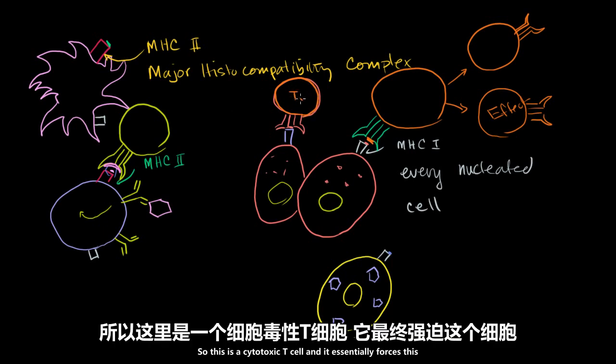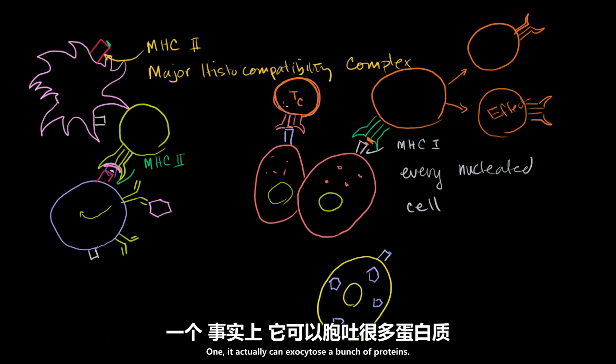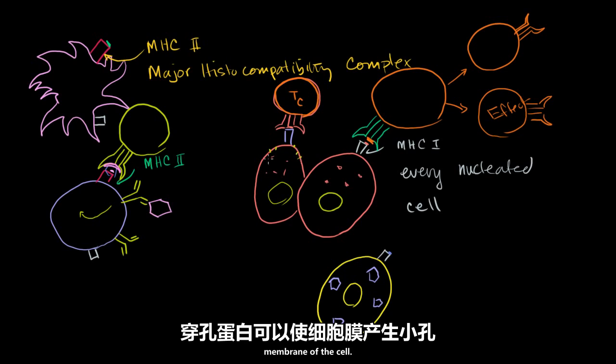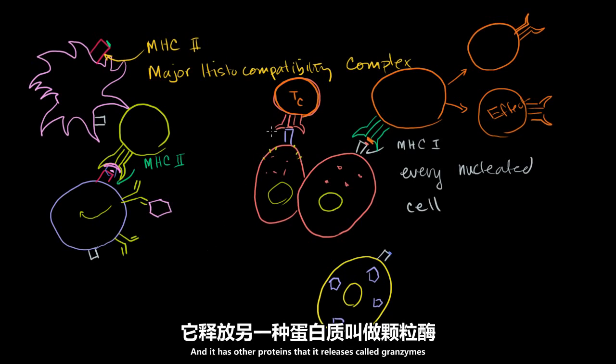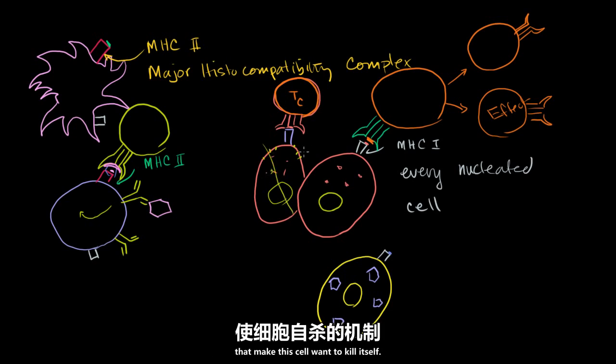So this is a cytotoxic T cell, and it essentially forces this cell to kill itself in a couple of different ways. One, it can exocytose a bunch of proteins called perforins that make little holes in the membrane of this cell. And then it has other proteins that it releases called granzymes that go in here and essentially start mechanisms that make this cell want to kill itself.